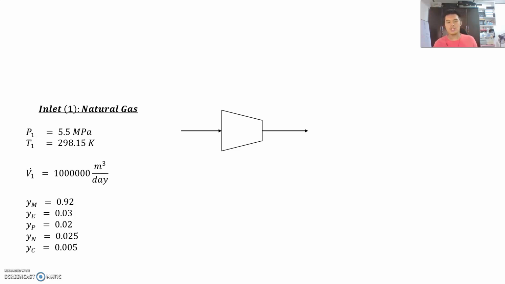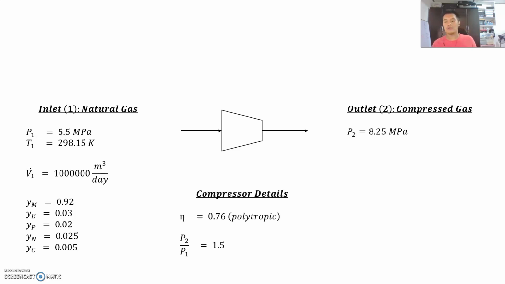So we have 0.92 mole fraction for methane, 0.03 for ethane, 0.02 for propane, 0.025 for nitrogen, and the balance is simply 1 minus the summation of all known mole fractions, and we would have a balanced carbon dioxide mole fraction equating to 0.005. Then for the outlet, the natural gas becomes compressed gas.